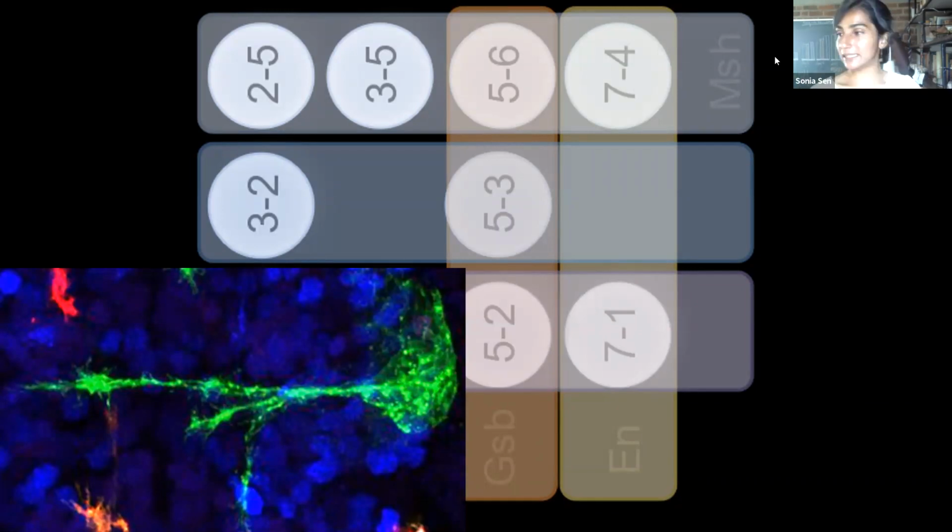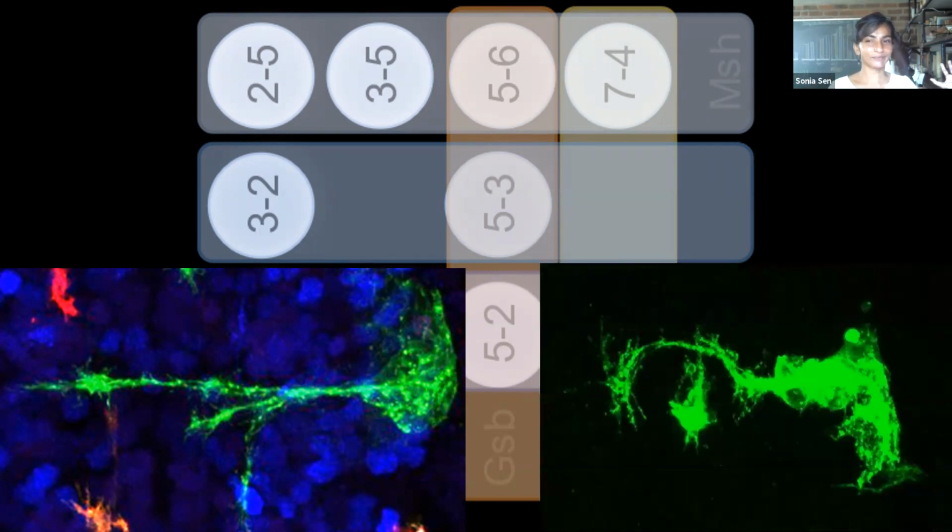And what you can see is these neurons are what the neuroblast 5-6 make, which comes out at the intersection of gooseberry and MSH. But if you look at its neighbor, that 7-4 over there, which comes out at the intersection of engrailed and MSH, it makes a totally different lineage. Now you can imagine this happening to all of them because they're all molecularly distinct, right?